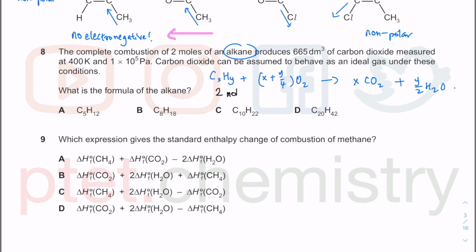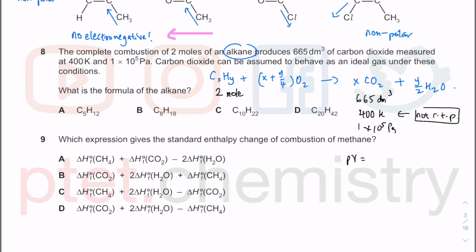So if you get 2 moles of these, we need to be careful here though. This is 665 dm cube, and this is at 400 Kelvin and 1 times 10 to the 5 Pascal. The more I think about this, the more this seems like an ideal gas question, because this is not room temperature and pressure. If it is not room temperature and pressure, we can't really do much calculation with the 24.0 dm cube per mole of gas, which is only valid at room temperature and pressure.